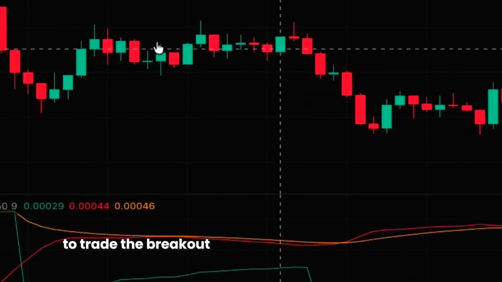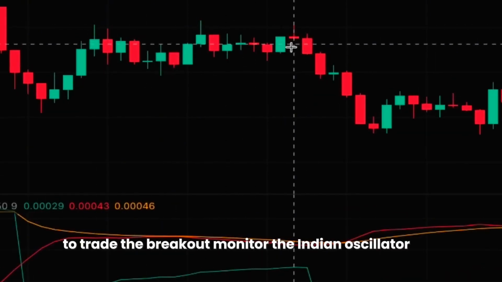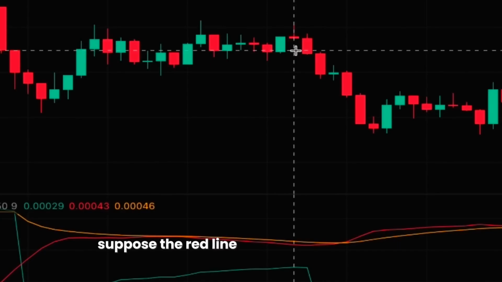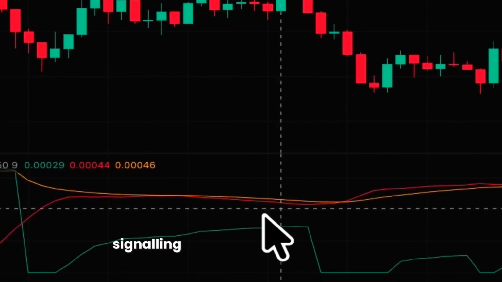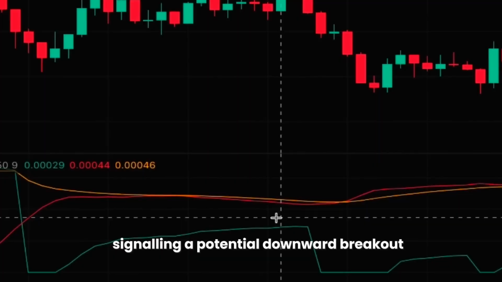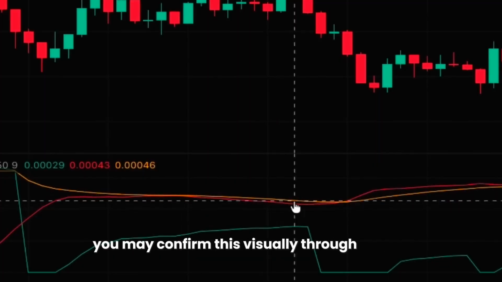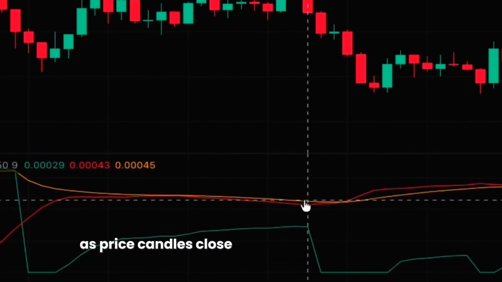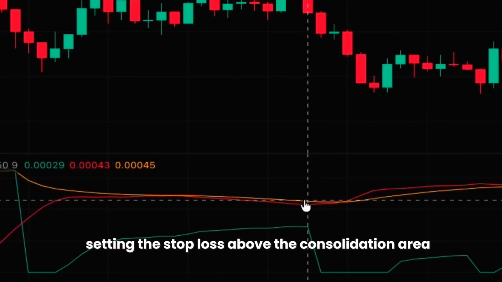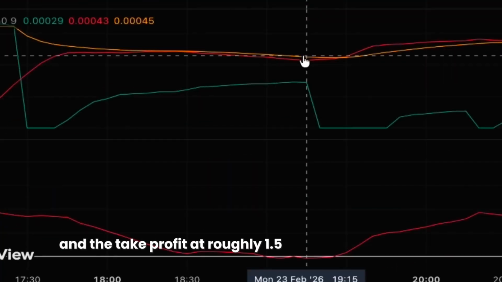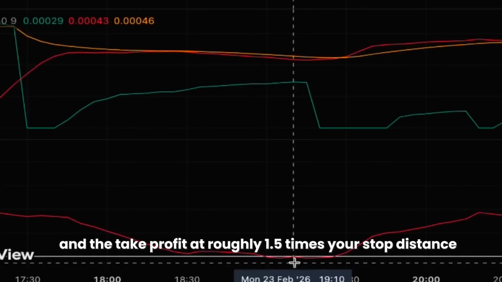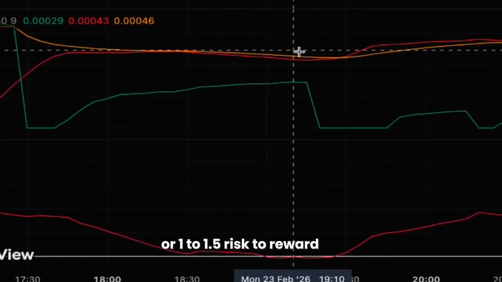To trade the breakout, monitor the Andean Oscillator again. Suppose the red line crosses above the orange, that indicates rising bearish momentum, signaling a potential downward breakout. You may confirm this visually through the chart, as price candles close below the consolidation zone. In that case, you can enter a short position, setting the stop loss above the consolidation area, and the take profit at roughly 1.5 times your stop distance, a 1 to 1.5 risk-to-reward ratio.